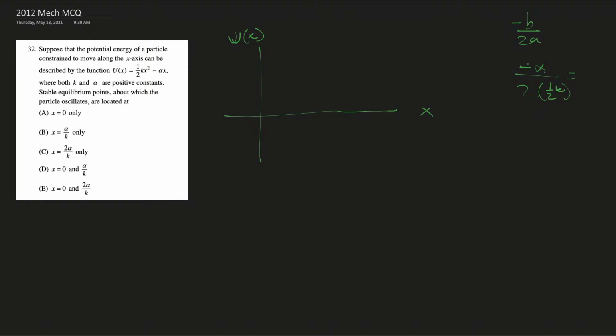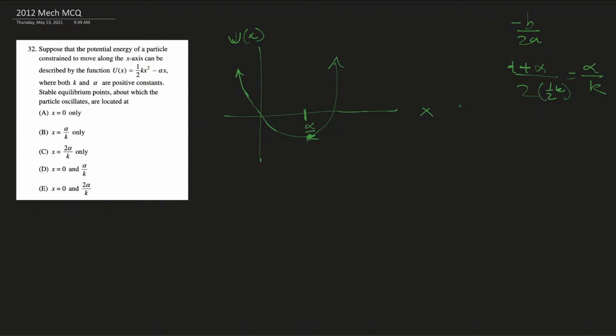And that tells us that negative alpha makes it a positive. We get alpha over k. Now, that's the point where this parabola, I don't know what it looks like. It could be going through the zero axis. I'm not really sure what it looks like, but I know for a fact that this is where the object will have the lowest potential energy, because these are positive. This is a positive constant. They literally tell you that, which means it's an upward facing parabola.